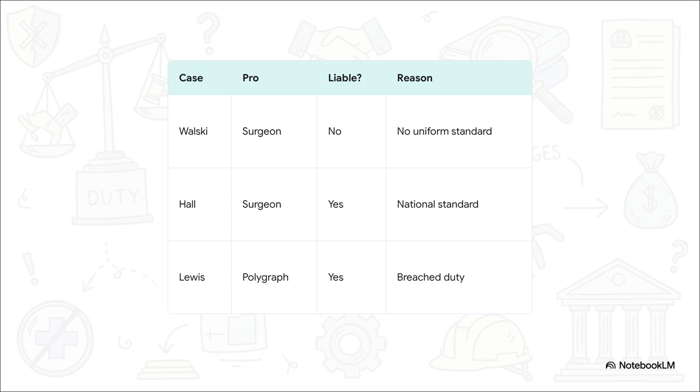In Hall, did the surgeon's post-op failure to check on his patient survive for a jury to decide? Yes, because a competence-based national standard of care applies, meaning out-of-state experts could absolutely testify regarding the physiological danger signs he ignored. And finally, in Lewis, was the polygrapher liable? Yes, because the court deemed him a professional, and he breached his specialized professional duty by contaminating the test with his hostility. It always comes back to defining the duty and proving the breach.